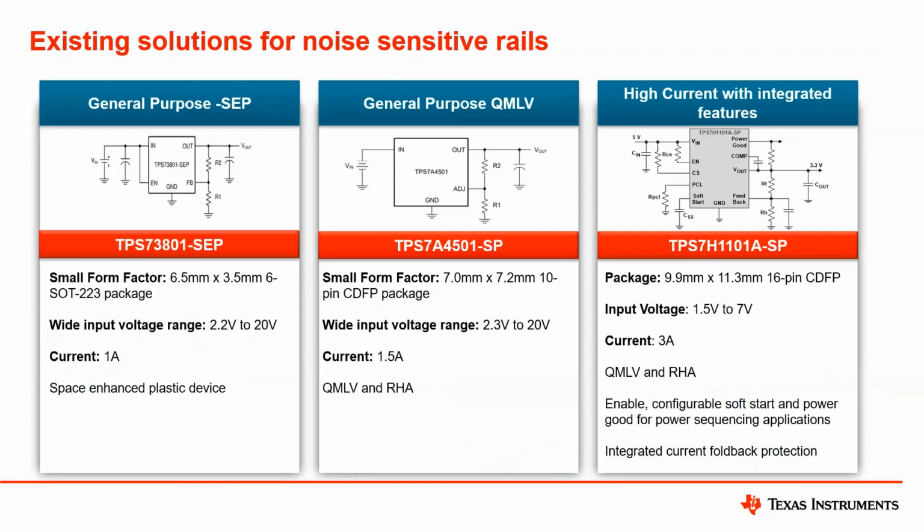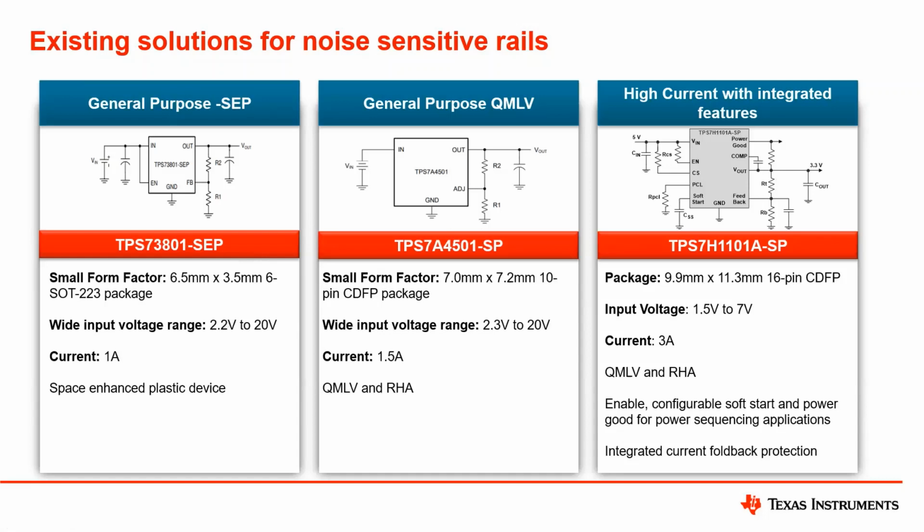So really, in terms of existing solutions for noise-sensitive rails, we have three options for powering ADCs, DACs, or really the noise-sensitive rails on FPGAs. For our rad-tolerant plastic, we have the 73801. This is more of a general-purpose LDO. Where it shines is small form factor, 6.5 by 3.5 millimeters, as well as a very, very wide input voltage range. It goes from 2.2 volts to 20 volts, with a current rating of 1 amp.